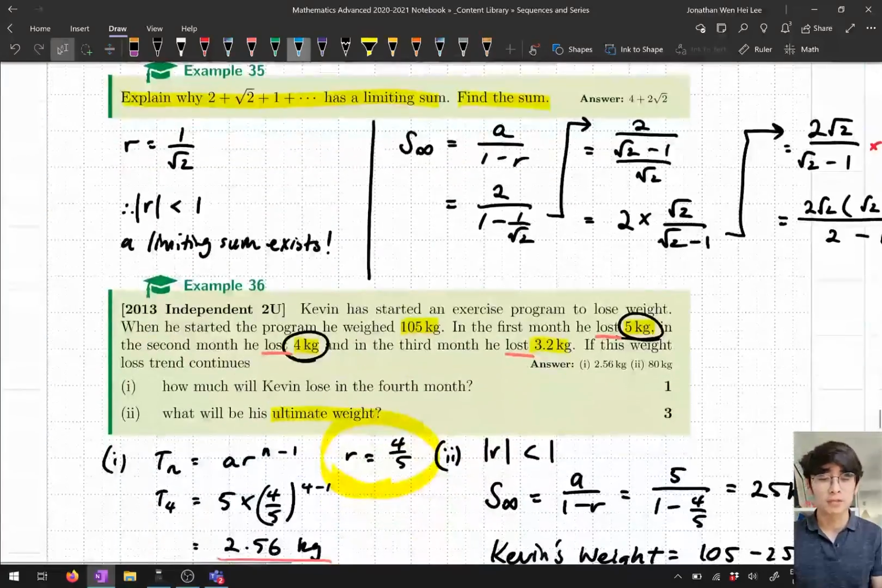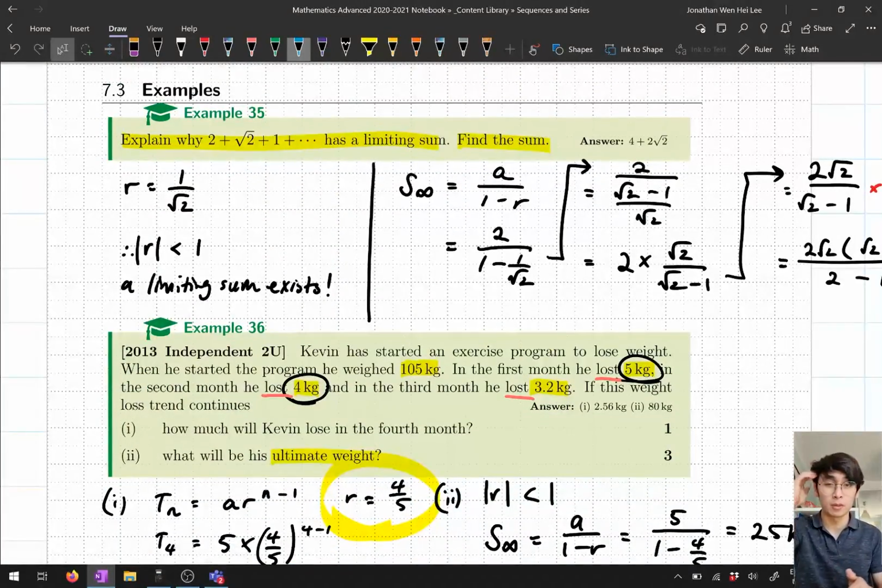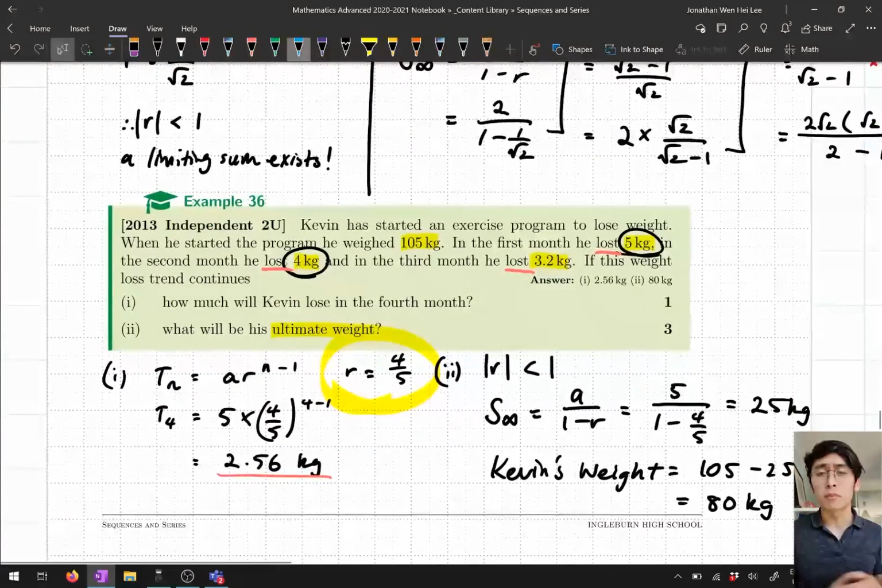We went through a few examples of this and how we can apply this limiting sum formula and solved a few different problems with that.